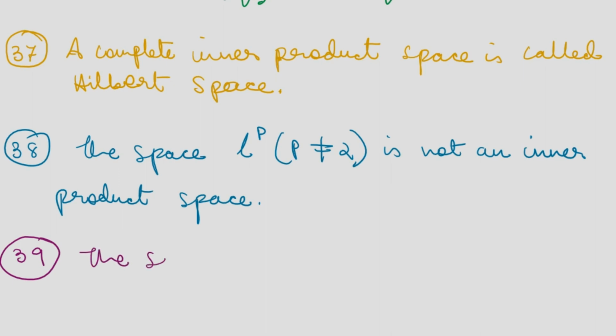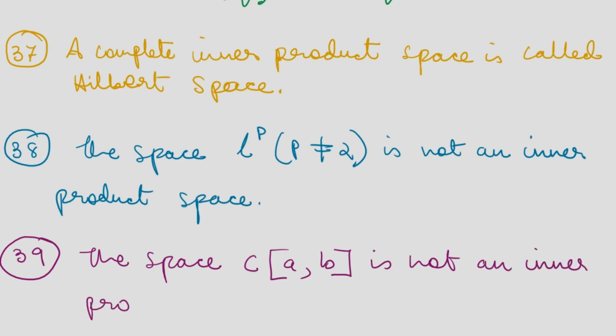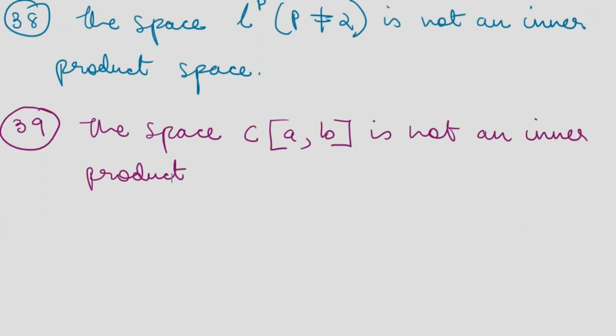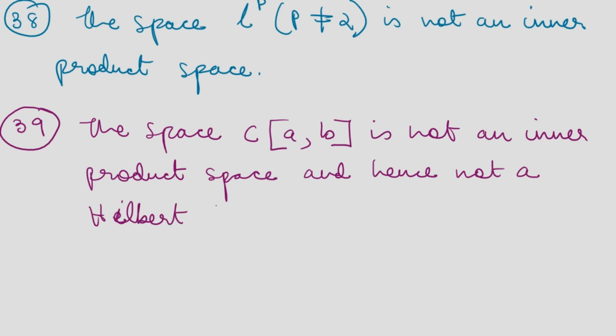It says the space C[a, b] is not an inner product space. Let's get some space over here since we're talking about space. It is not an inner product space, and hence not a Hilbert space. Moving on to our next point, and this is the final point number 40.